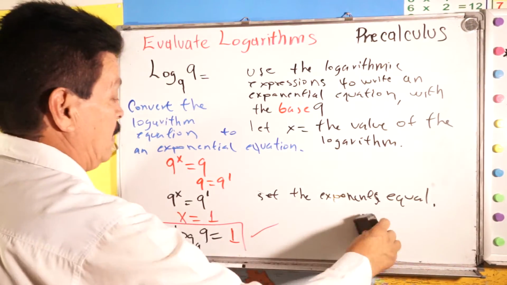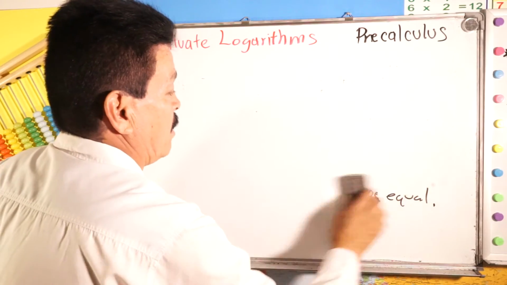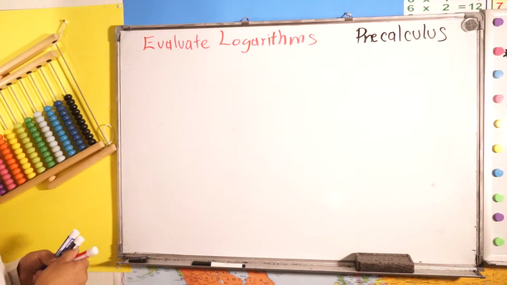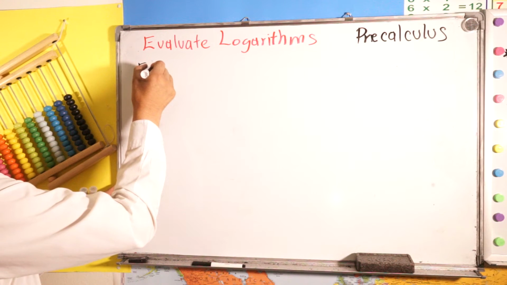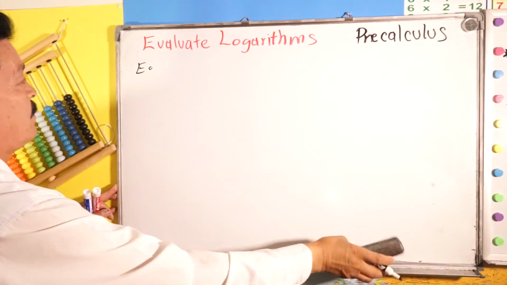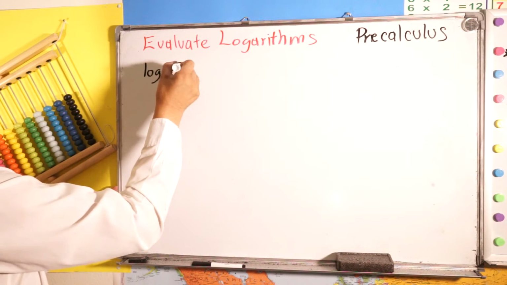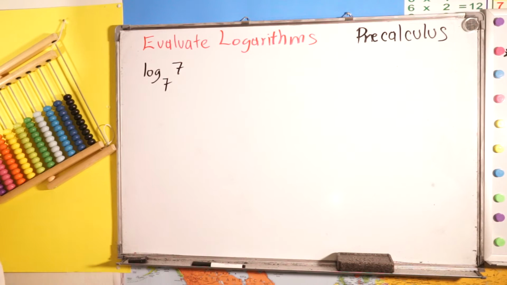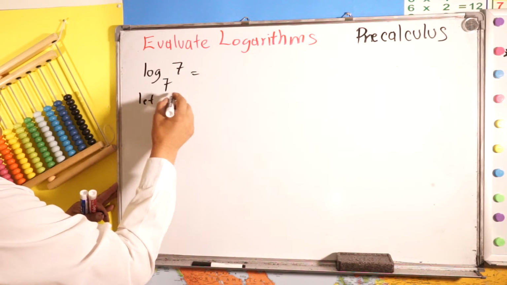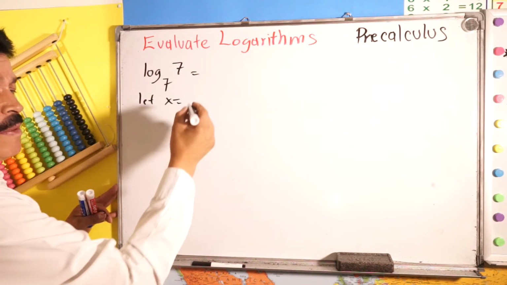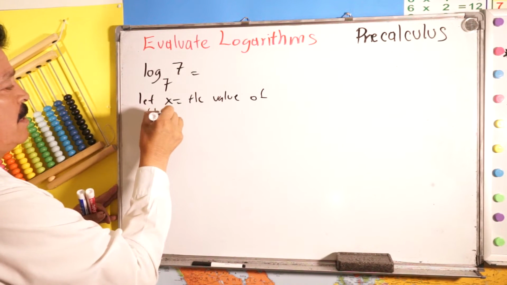Okay. Now let me erase this and solve another problem. Let me show you another problem. Okay, the next problem will be to evaluate log base 7 of 7, all right? So here, next step, let x equal the value of the logarithm.